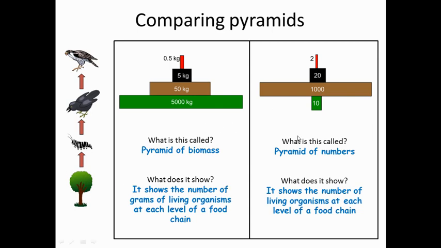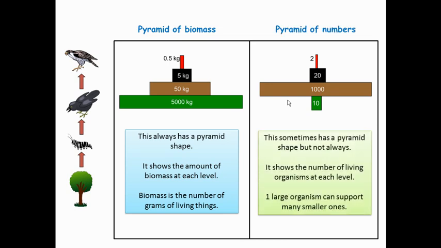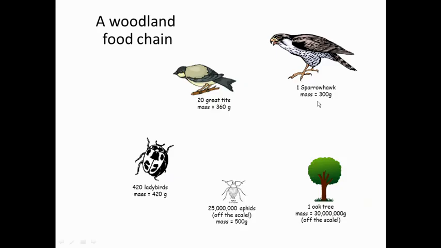So you can see here, we're starting off with a tree. There's much fewer trees than there would be caterpillars, okay? Because one tree can hold a lot of caterpillars. So pyramids of biomass always have that pyramid shape. They show the amount of biomass at each level, and the biomass is the number of grams of living things, okay? So it's a measurement. So pyramid of numbers, it doesn't always have this regular pyramid shape. It shows the number of living organisms at each level. One large organism can support many smaller ones, which is why this bottom bar may be much smaller.